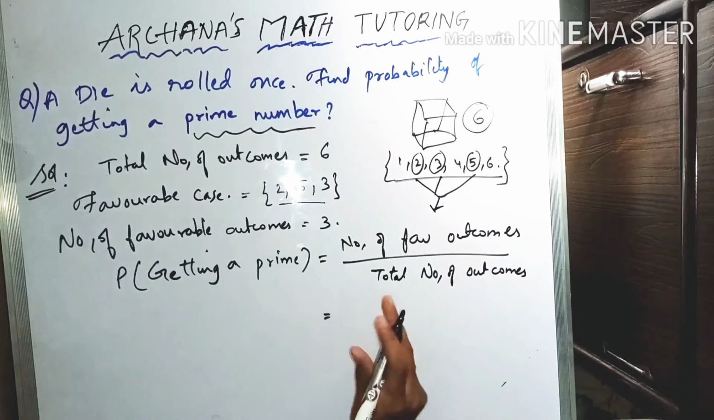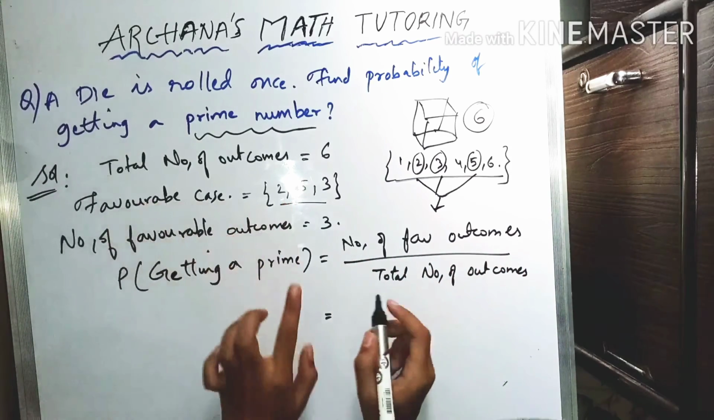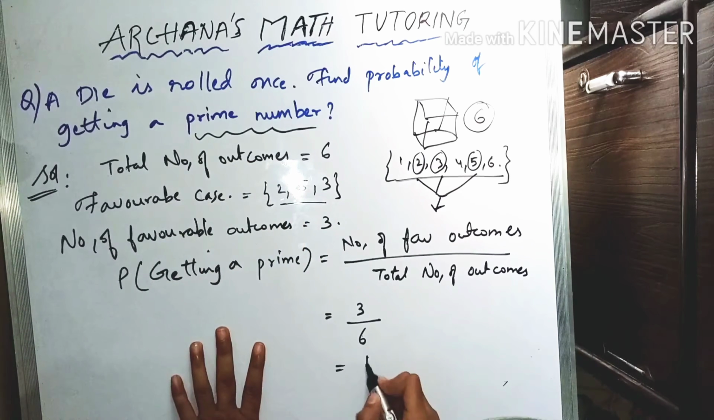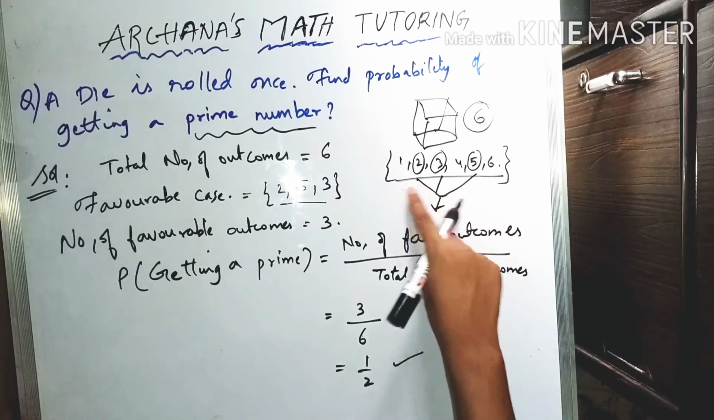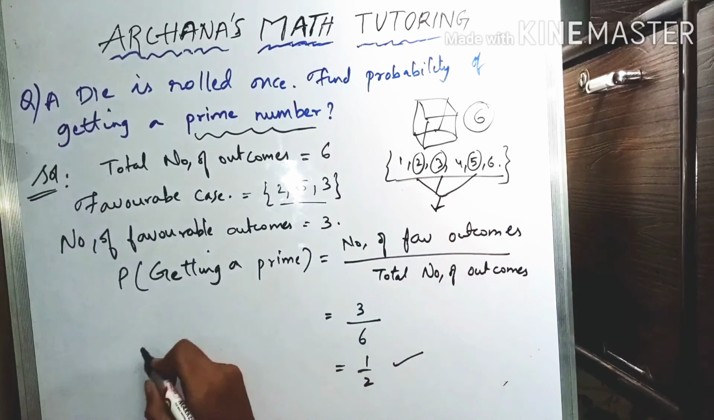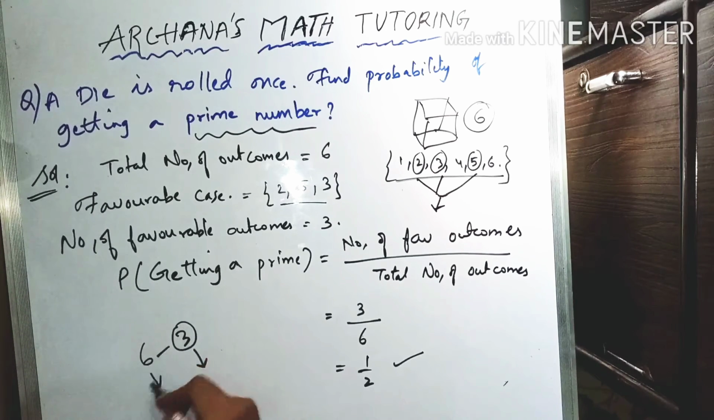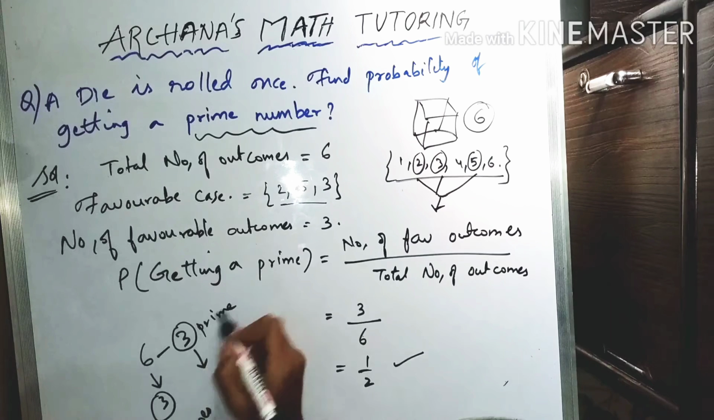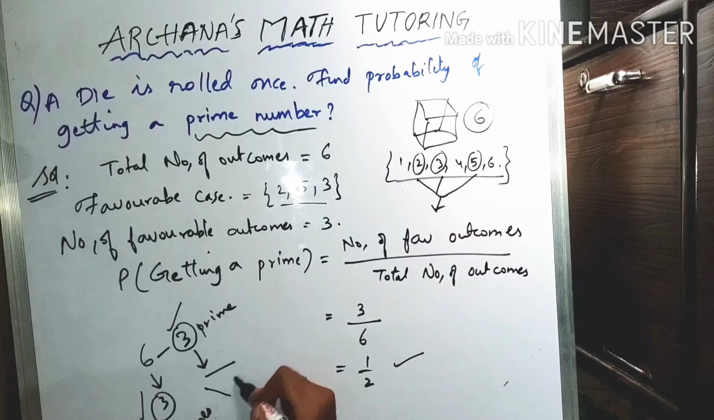So this is the basic formula which we use in each and every problem. There are 3 favorable outcomes and total outcomes are 6. So this is nothing but 1 by 2. There is 1 by 2 probability of getting a prime number, because we know that in the 6 values, 3 values are prime. The other 3 are non-primes and these 3 are primes. Since the non-primes and prime values are equal, there are totally half chances of getting them.